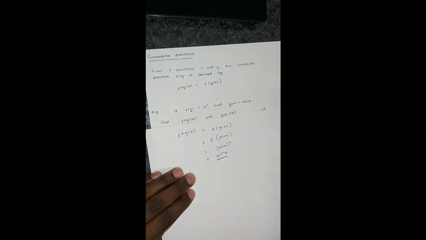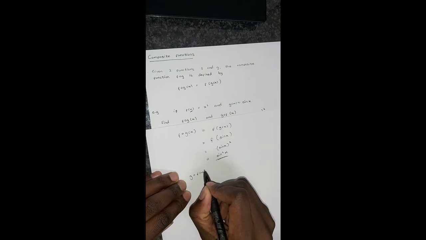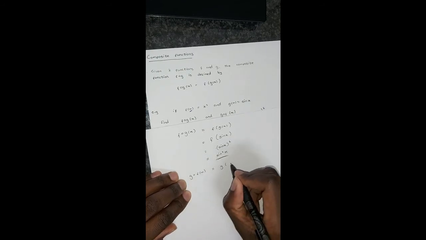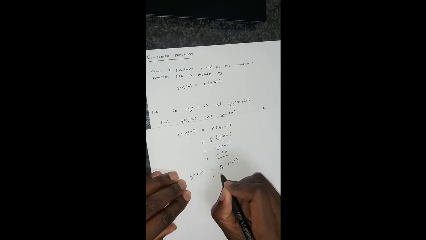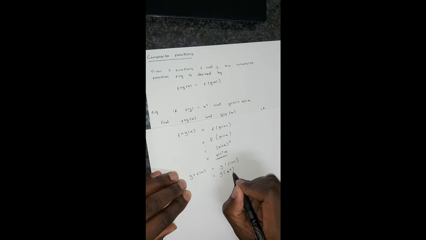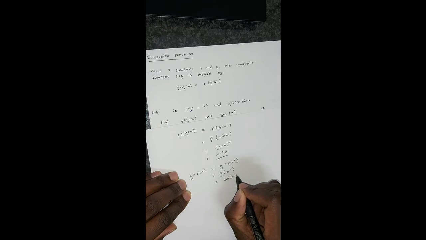And then g of f of x is g of x squared, just sine of x squared. So it's basically sine x squared.